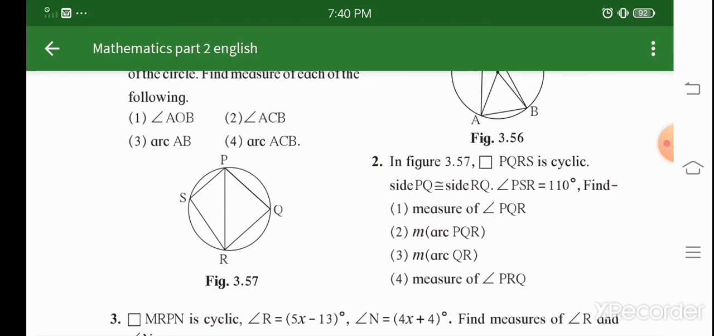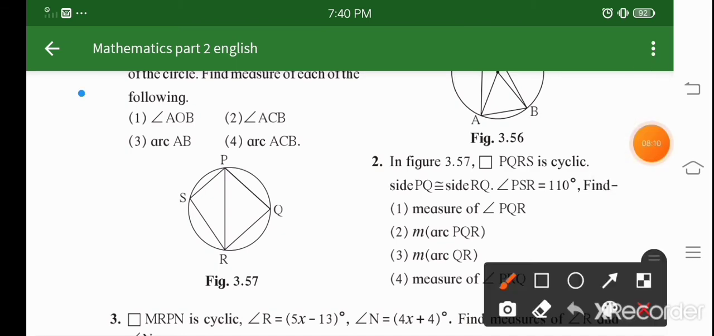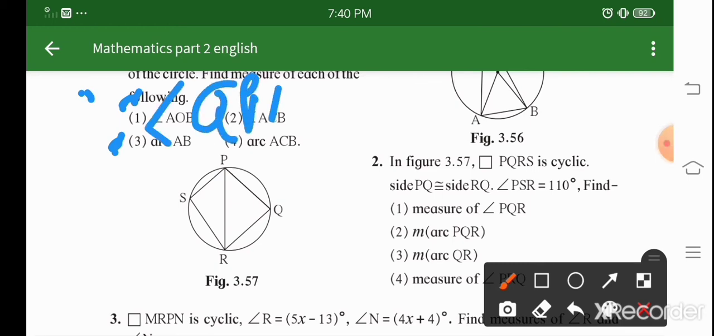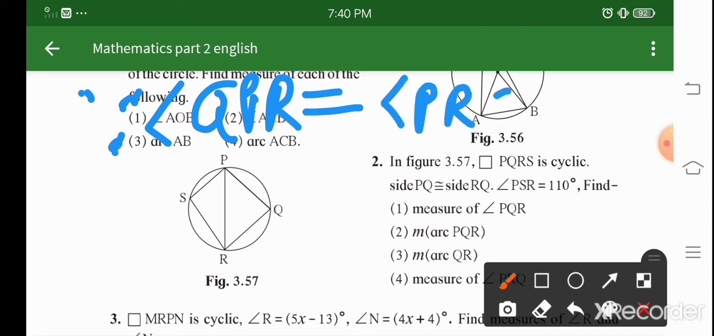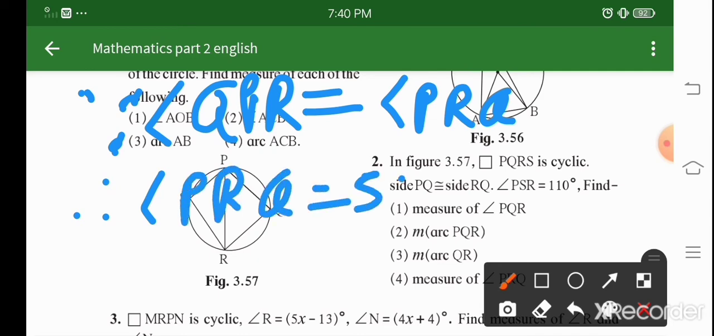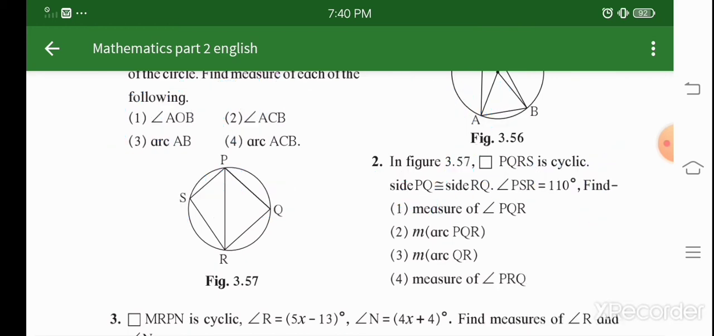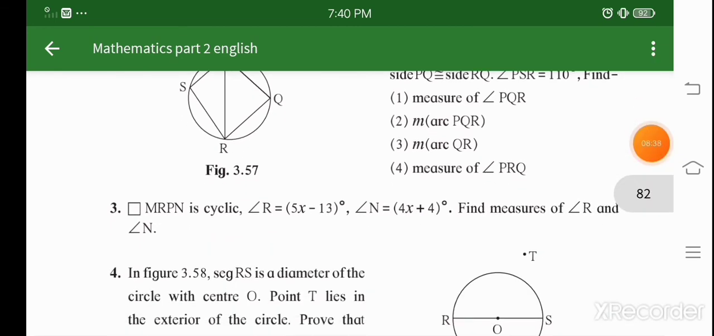So just we can write over there, since angle QPR is equal to angle PRQ, therefore angle PRQ is also 55, and you can just write over there from 1 you got this. So we have done. So with this we have completed question number 2 only. Now we'll move ahead. Now we'll see question number 3.